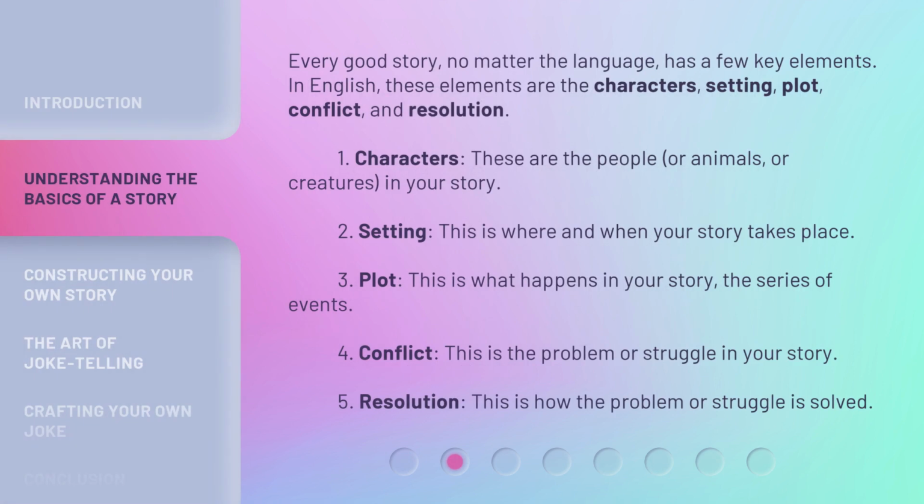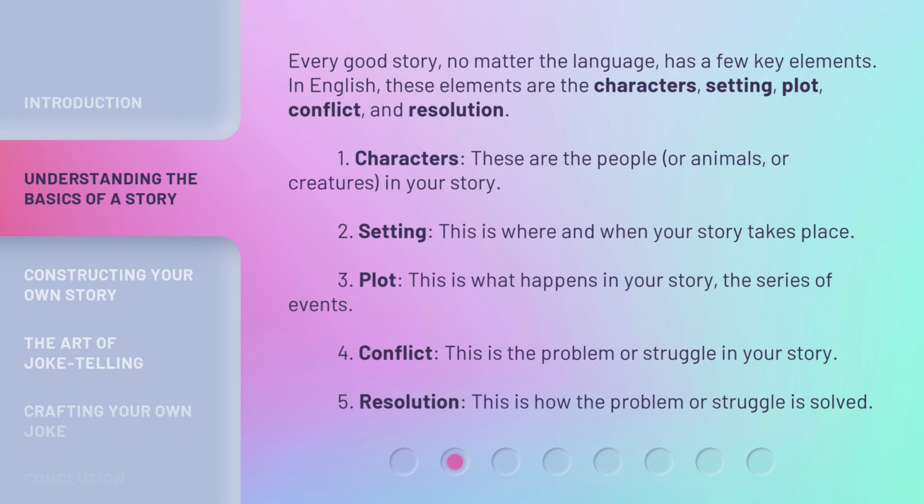Every good story, no matter the language, has a few key elements. In English, these elements are the characters, setting, plot, conflict, and resolution. 1. Characters. These are the people, or animals, or creatures, in your story. 2. Setting. This is where and when your story takes place.